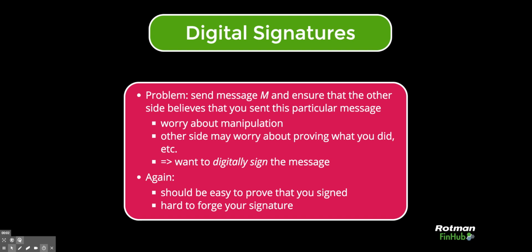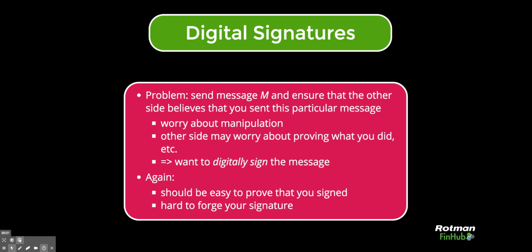So now sending messages is all very well, but if you think of blockchain technology, that's not what we're concerned about. We're not concerned about sending information about what kind of transactions we have. The problem that we have is the opposite. What we want to do is send a message which we're happy for somebody else to see, but we want to ensure that the other side believes that you actually sent that particular message. You worry about manipulation. You worry about somebody trying to impersonate you.